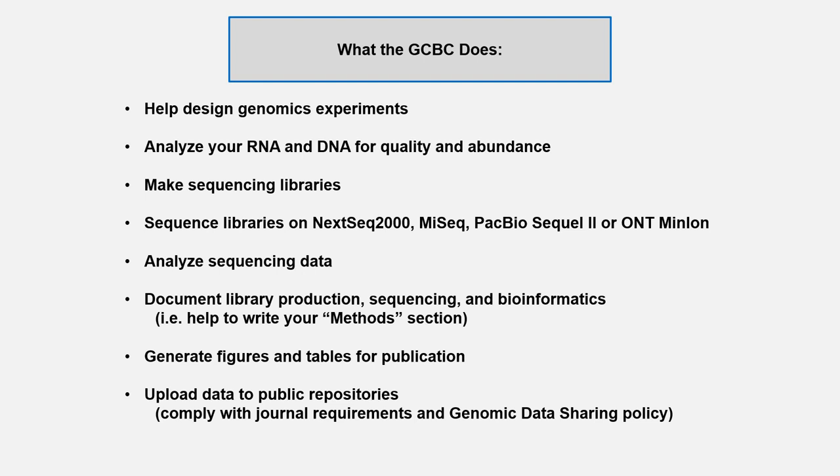So what does the GCBC do? We help to design your genomics experiments. You supply the RNA or DNA, and we'll analyze it for quality and abundance. We'll make sequencing libraries, and then sequence them on either a NextSeq 2000, a MiSeq, PacBio Sequel II, or an Oxford Nanopore MinION. We'll analyze that sequencing data, and we'll document library production, sequencing, and bioinformatics methods for you.